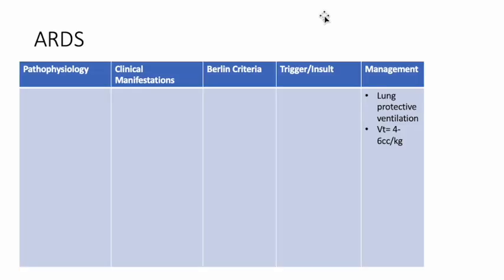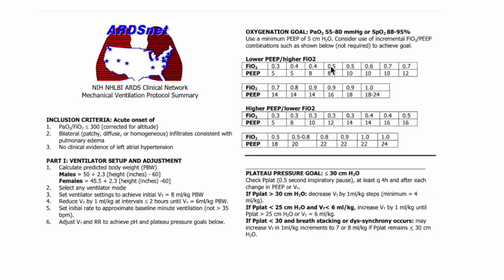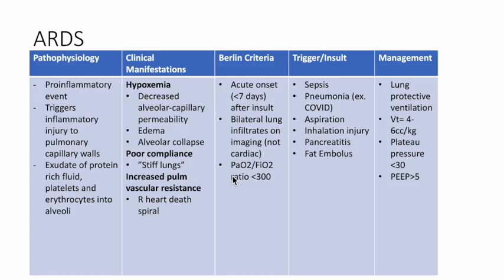So in patients with ARDS, we target a tidal volume of 4 to 6 cc's per kilogram, and we attempt to keep the plateau pressure less than 30 with a PEEP greater than 5. So we never want the PEEP to be below 5. And we always want the plateau pressure to be less than 30. And here's a summary of lung protective ventilation in patients with ARDS, as outlined by the ARDS clinical network, targeting a volume of 4 to 6 cc's per kilogram with a goal titrating that volume to achieve a plateau pressure less than 30. So in summary, ARDS is inflammatory injury to the pulmonary capillary walls, which leads to an exudate of protein-rich fluid, platelets, and erythrocytes into the alveoli.